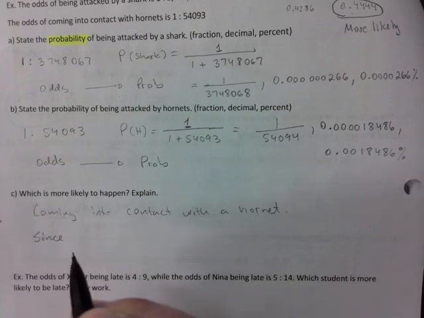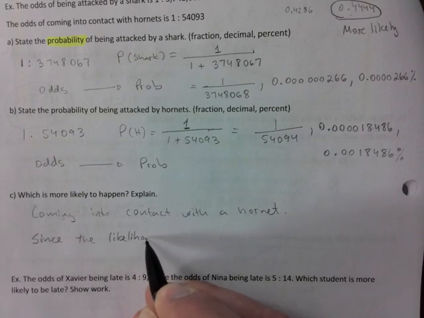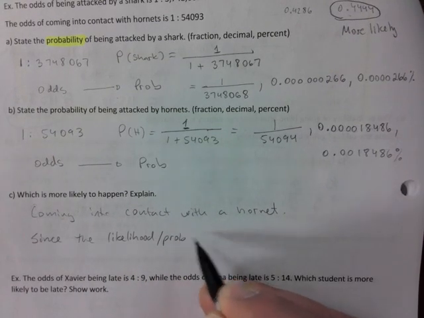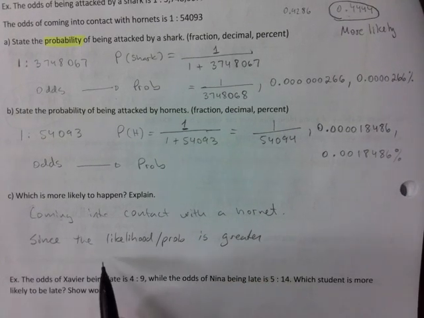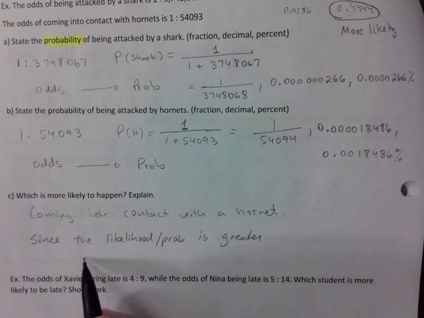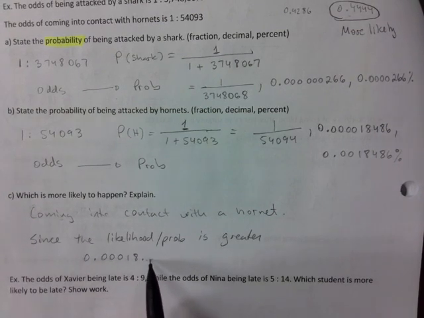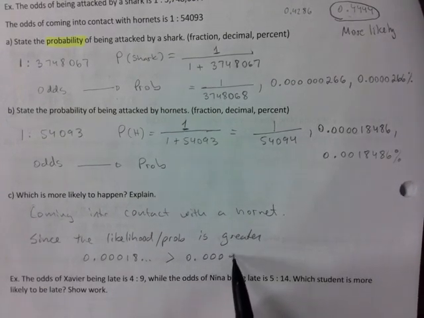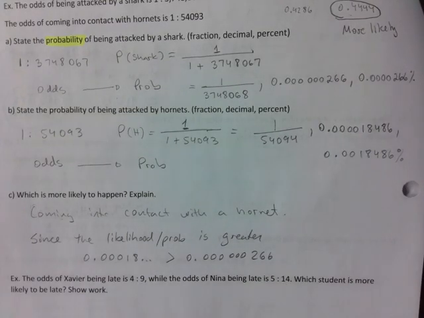Since the likelihood or probability is greater. So I'll say 0.00018 dot dot dot is greater than 0.000000266.